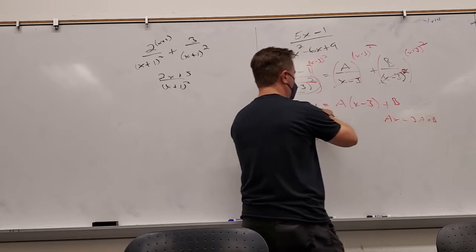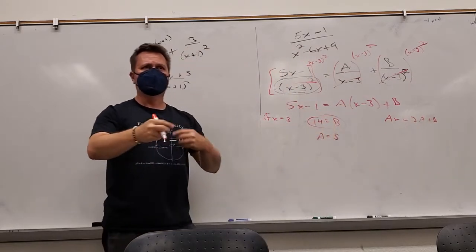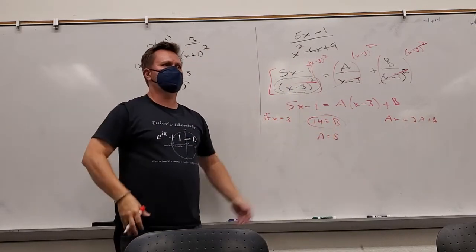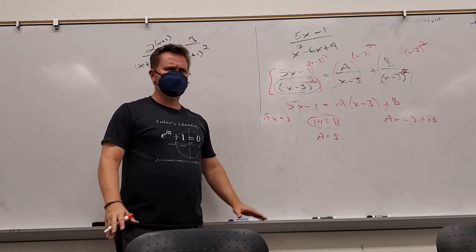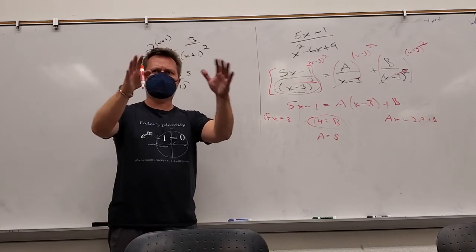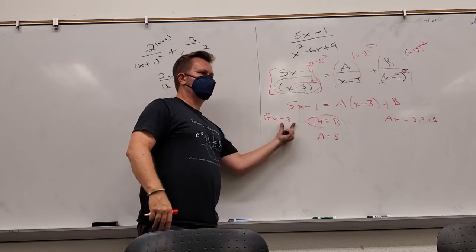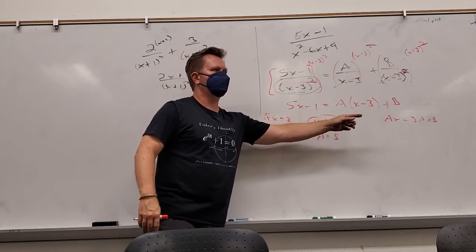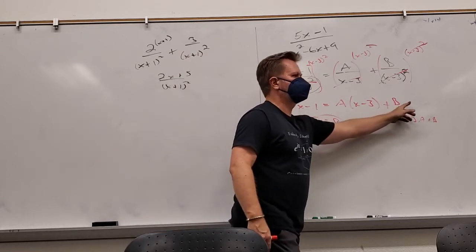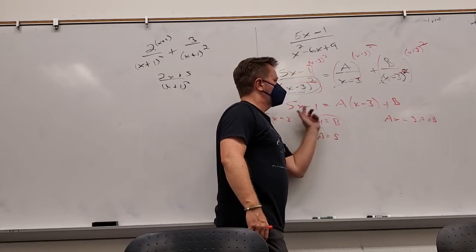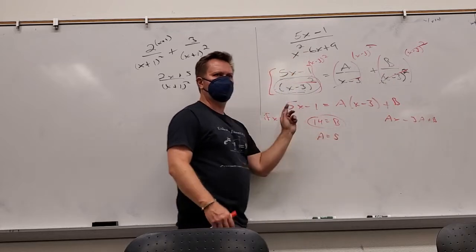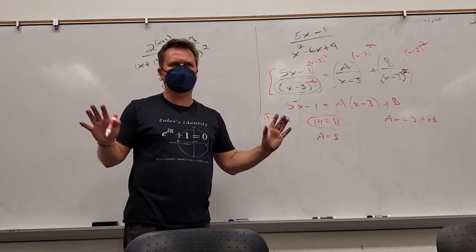Negative 3A plus B must equal negative 1. Yes? It's fine. It wouldn't take that long. That's no problem. So if you're not really sure about this x equals something business, you can always just equate coefficients. Distribute this side, get like terms together, set the coefficients equal to each other. Right? That's fine. Nothing wrong with it. You don't have to find a shortcut.